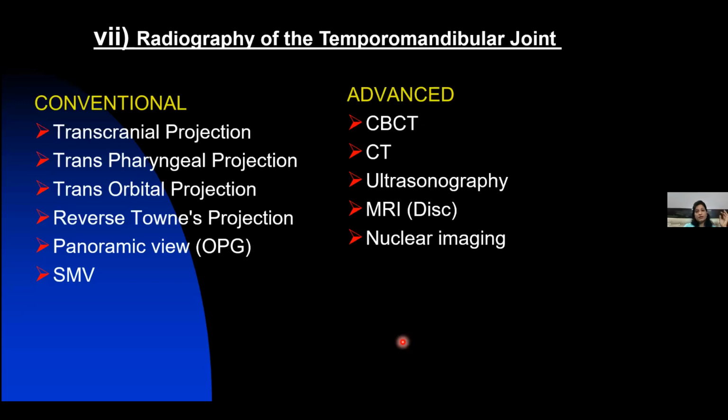Okay. See, this part I'm not covering. Advanced radiology, maybe in a next session, I don't know. But I'll be covering extraoral projections, in which submental vertex, reverse Towne's, OPG we have already done. So we are left with these three: transcranial, transpharyngeal, transorbital. Nobody is going to ask you position. What they are going to ask you is the indication. Now you will tell indication is TMJ only.